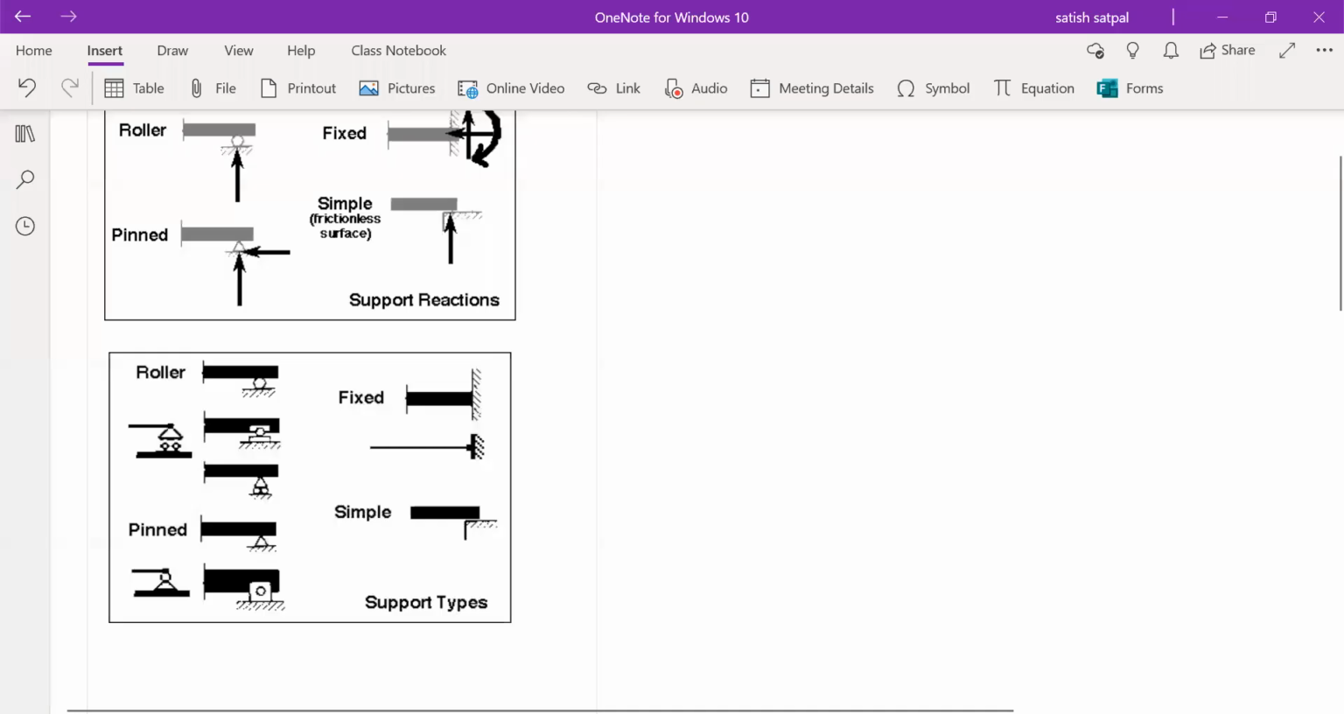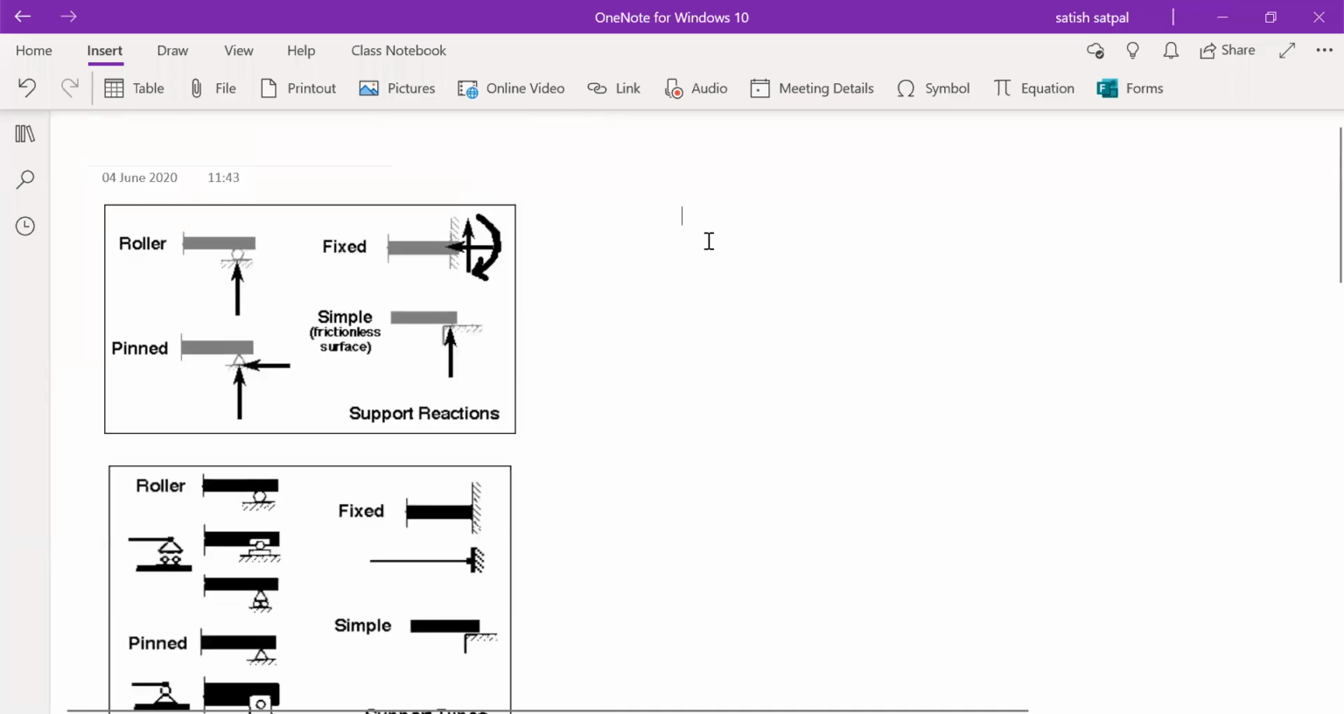Okay. Now we'll see some practical. Okay. After this, what is a free body diagram? Free body diagram, do you know what it means? Okay. So what does a free body diagram mean? Can anybody tell me what a free body diagram means?